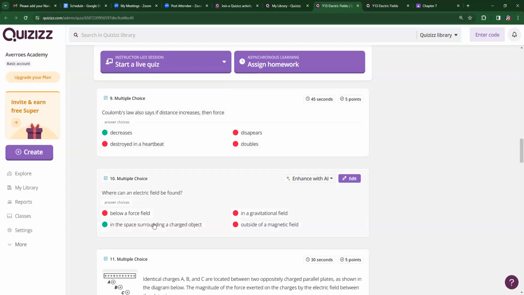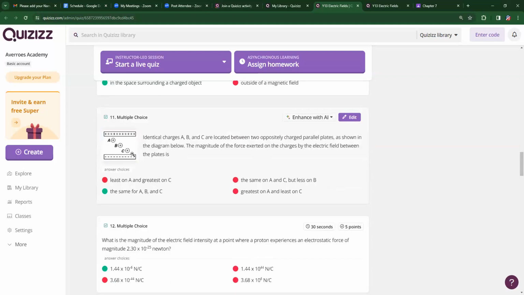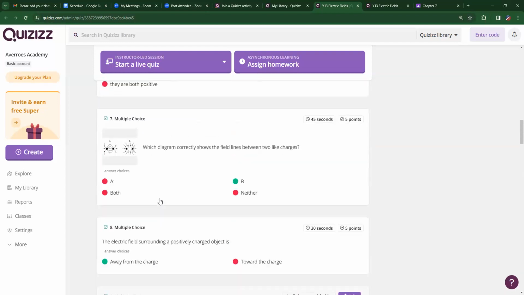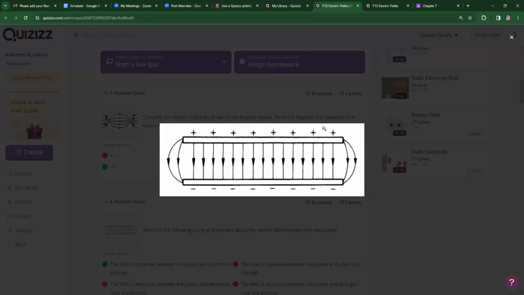Where can an electric field be found? In the space surrounding a charged object. If you don't have charges, there is no electric field there. Then you also have two electrical plates, positive and negative, and three charges, A, B, C. The magnitude of the force exerted on the charge by the electric field between the plates is the same for A, B, and C, because, if you remember, the density between the plates is the same. So it's a uniform field. The strength is the same between the two plates.